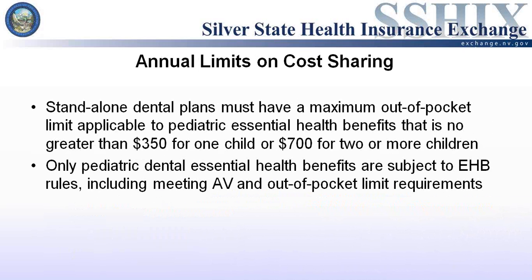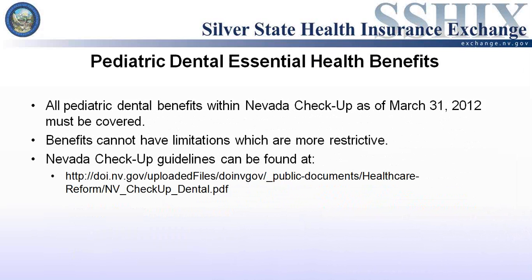Annual limits on cost share haven't changed. It's still $350 for one child, $700 for two or more children. And only pediatric dental benefits are subject to the EHB rules. So for the family plan with adult dental, the adult dental benefits are not bound by these EHB rules. So you have flexibility. You can have a different out-of-pocket and so on with the adult benefits in a family plan.